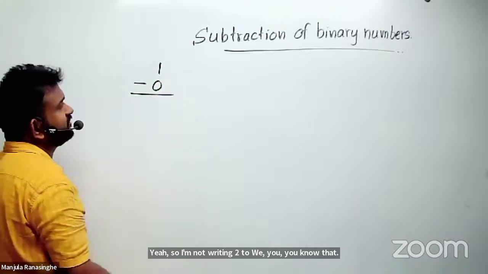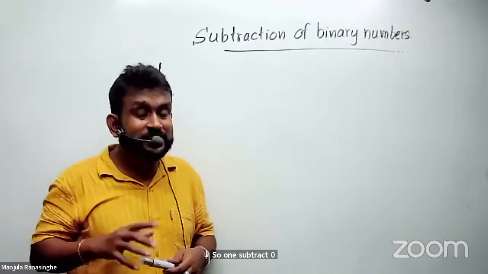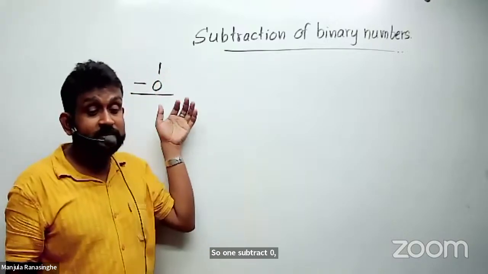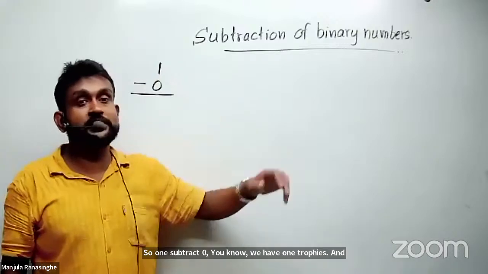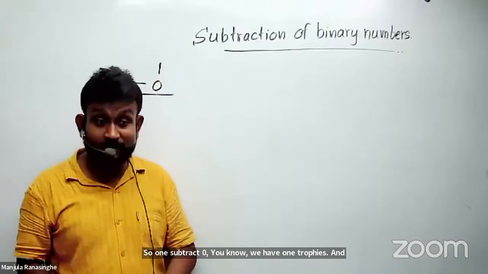So 1 subtract 0. If this gets confusing, think like this: we have one topic and we give 0 to the other. 0 means nothing given to the other. So we have the 1 remaining, right?